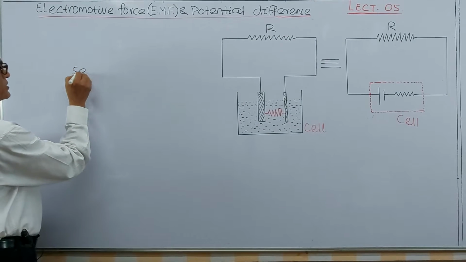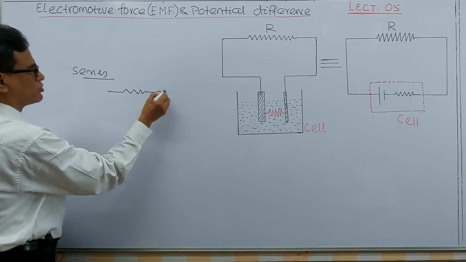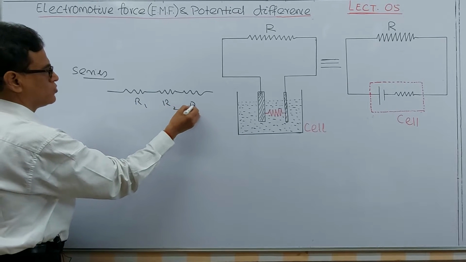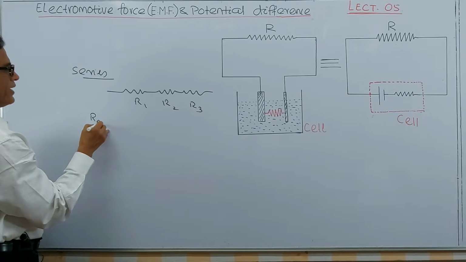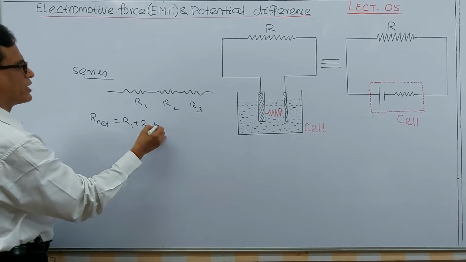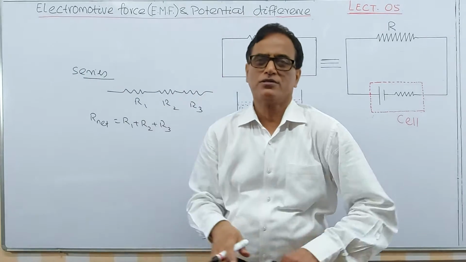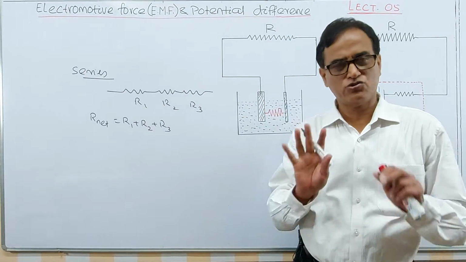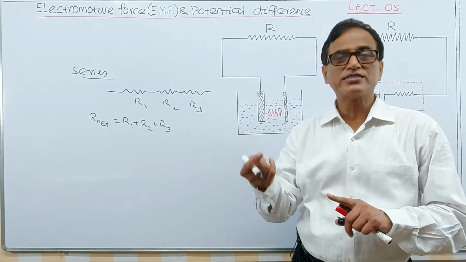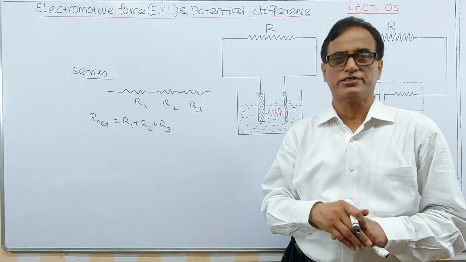If resistors are in series, you should remember, a number of resistors will be connected like this: R1, R2, R3, and R net equals, in series, just the reverse of the capacitors, R1 plus R2 plus R3. In series combination, resistance increases. This you know from school. But in capacitors, in series, the reciprocal formula holds good: 1 by C is equal to 1 by C1 plus 1 by C2 plus 1 by C3.